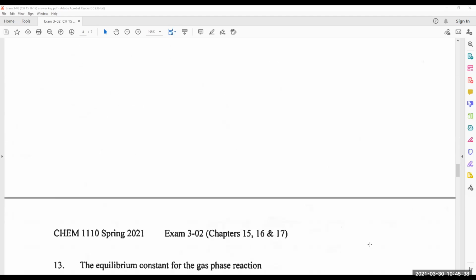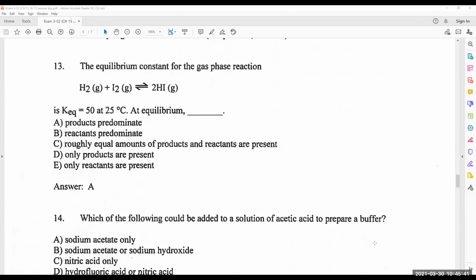Okay, 13. So for 13, we're given a reaction H2 plus I2 going to 2 moles of HI. And we're told that the equilibrium constant is 50 for this. And then we're asked what do we have going on at equilibrium? Well, remember, it's products over reactants is how we calculate the equilibrium constant. So the HI concentration is in the numerator, and then the H2 and I2 concentrations are in the denominator.